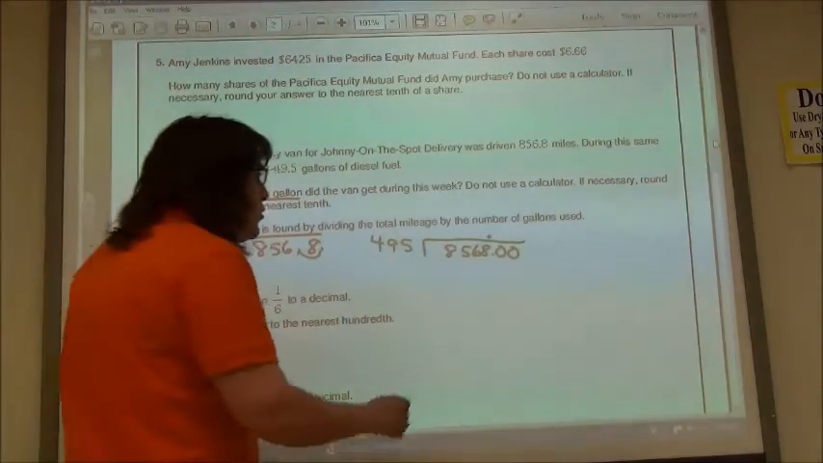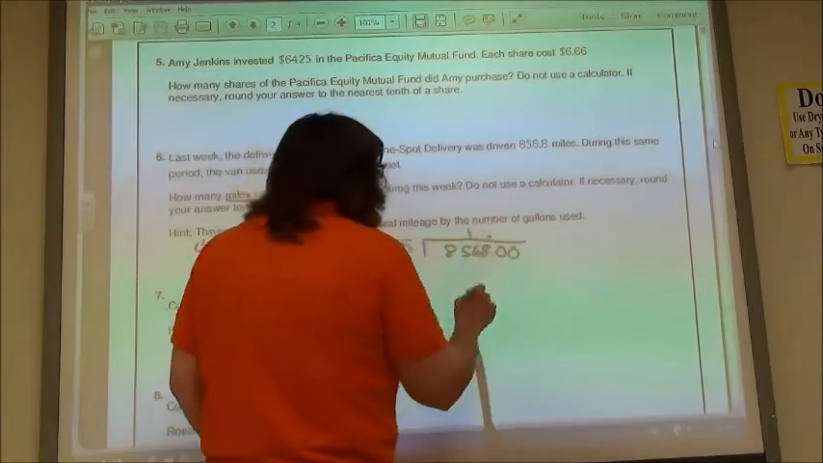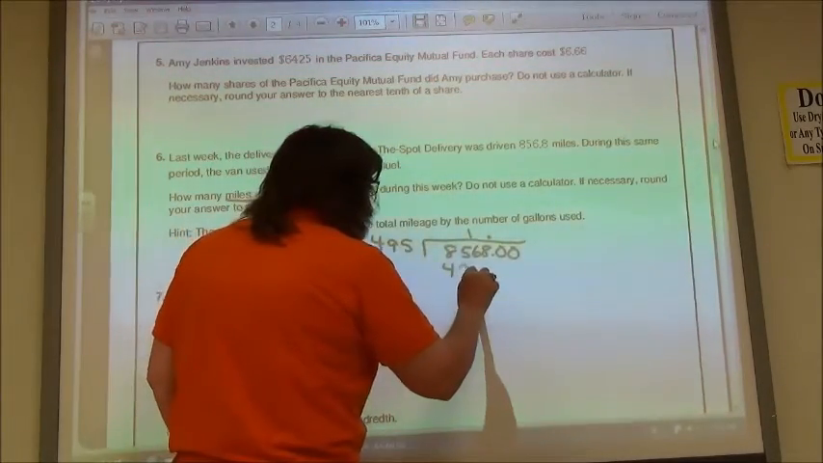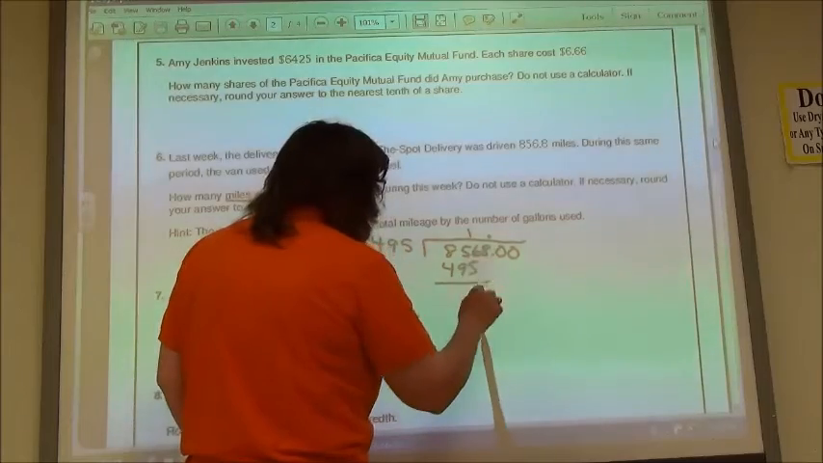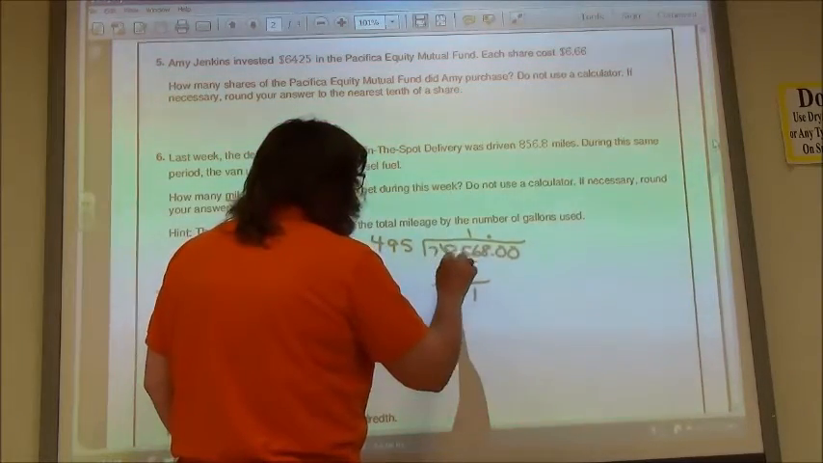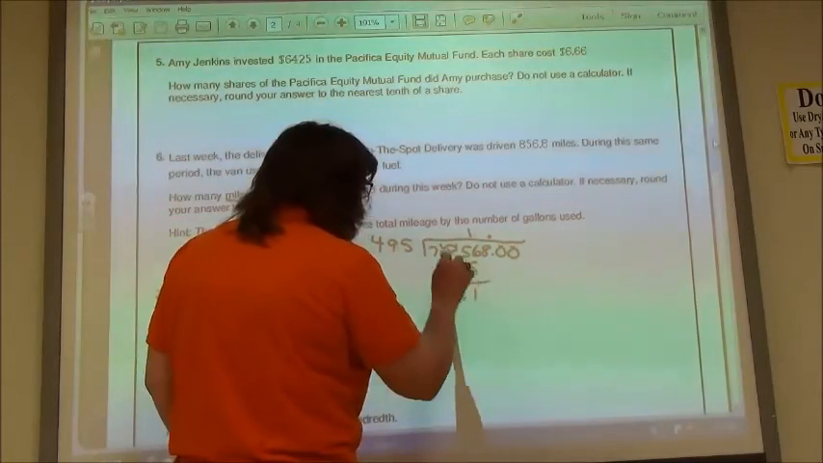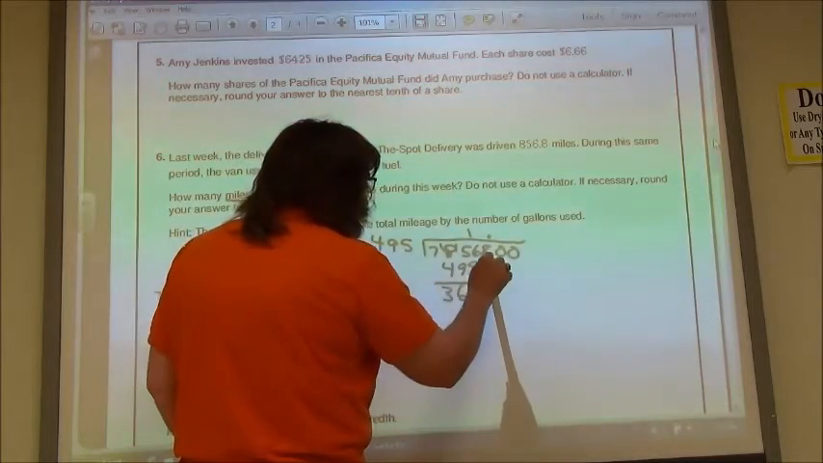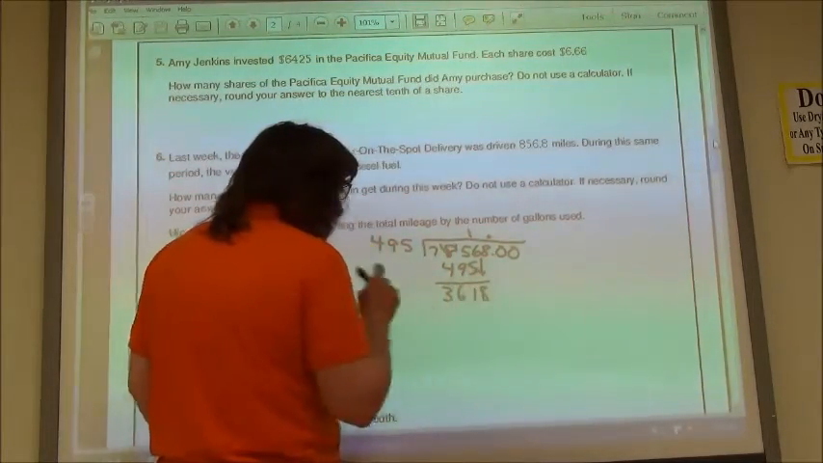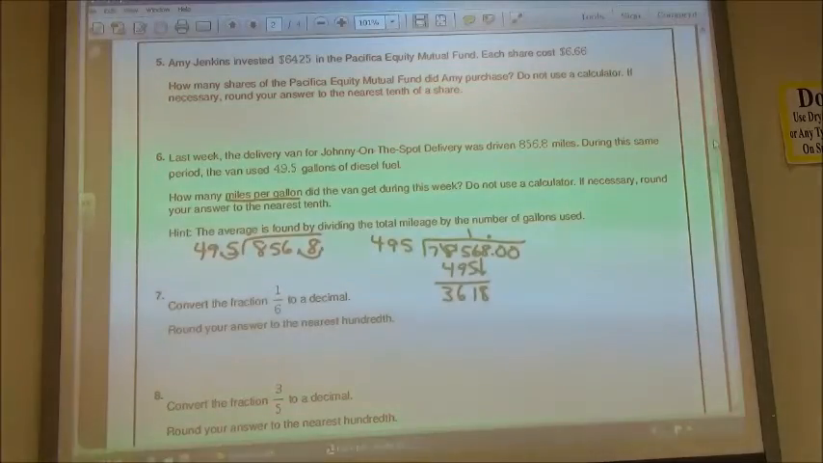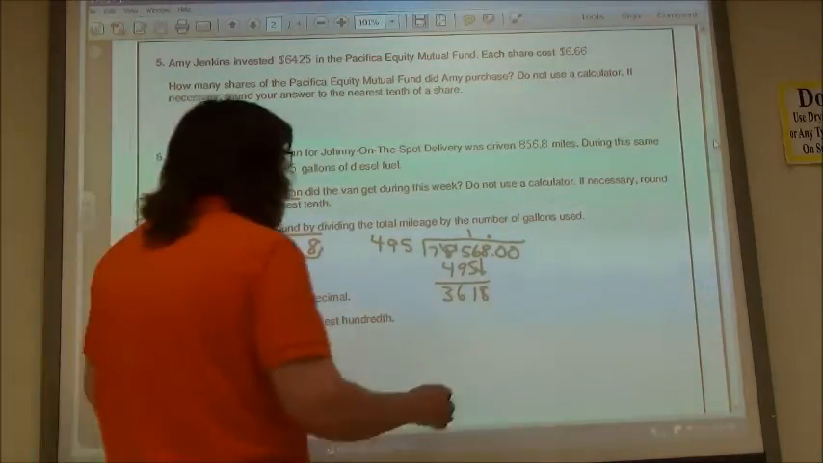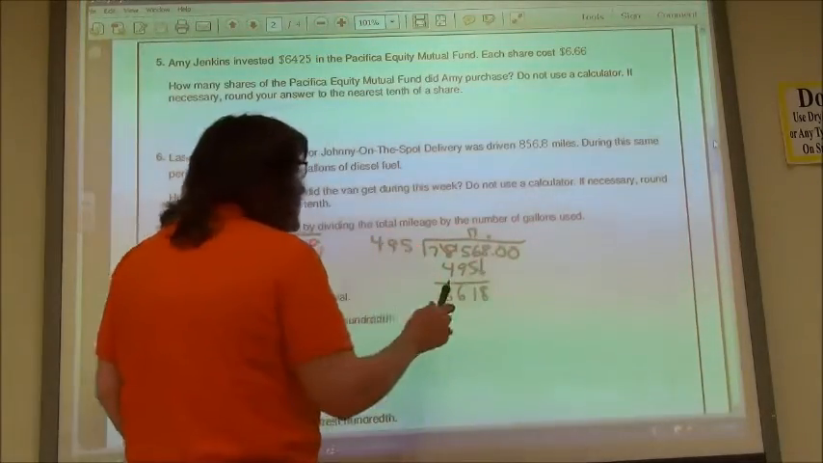Doesn't look like it's going to go 2 times, it's probably just going to go once. 1 times that is 495, and then we're going to subtract, so we get 1. That'll be a 7. 15 minus 9 is 6, so we get 361, and we bring down the 8. So 495 into 3,618. Looks like it'll probably go in there 7 times.